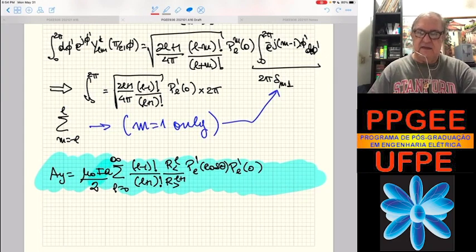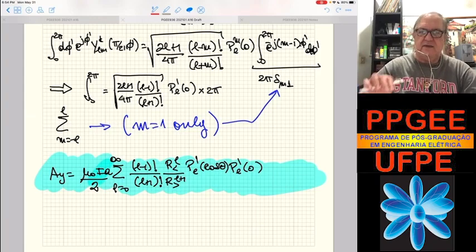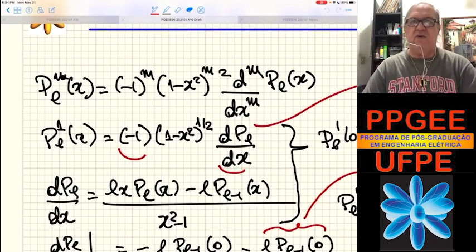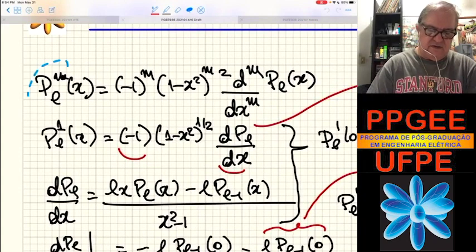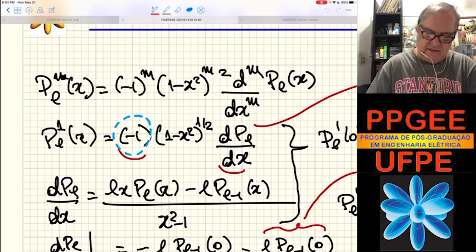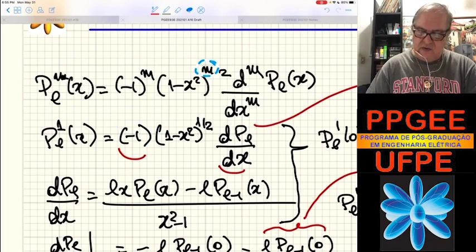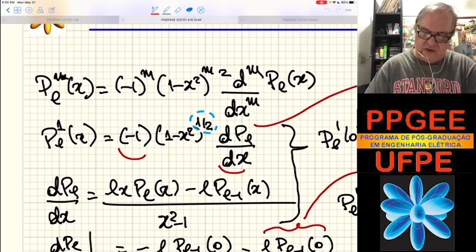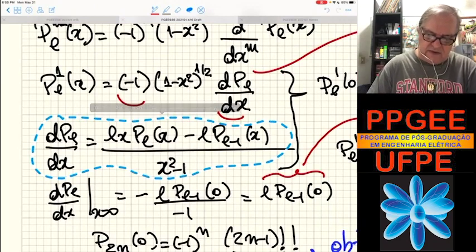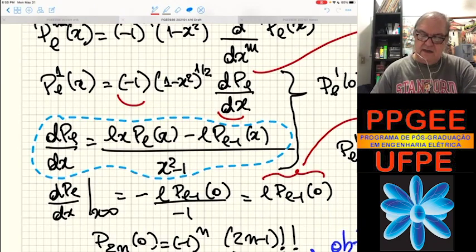Let's express this result in a little more detail. We have this generalized Rodrigues formula to calculate associated Legendre polynomials from Legendre polynomials. Right, this one here. So for m equals 1, you have minus 1 times 1 minus x squared to the 1/2, the square root, and the first derivative of PL. For that one, we use a recurrence relation that is available for the Legendre polynomials.